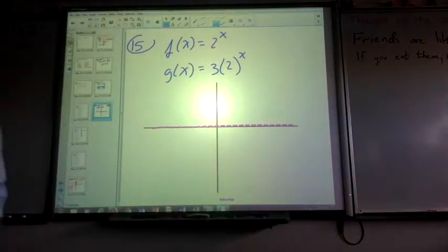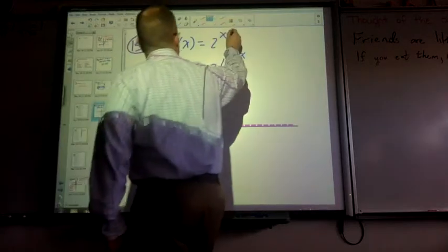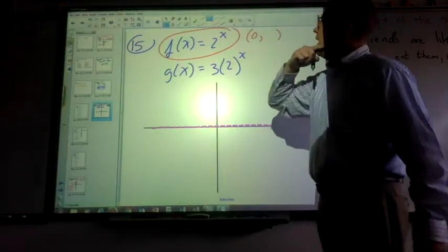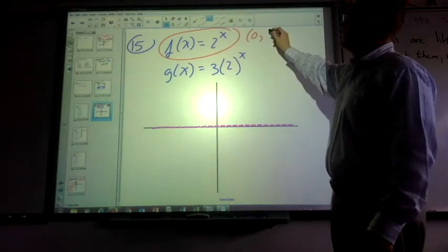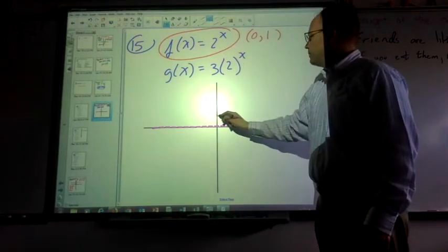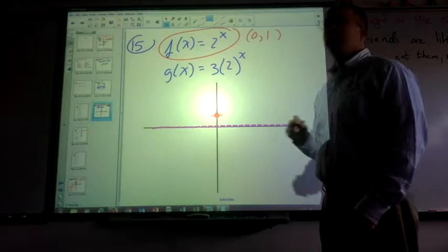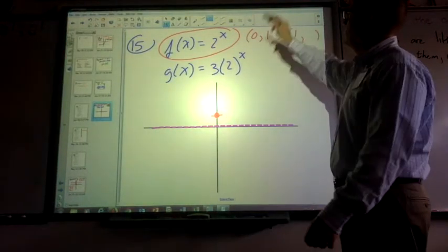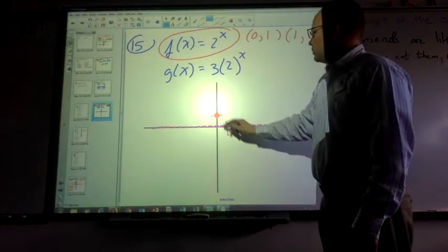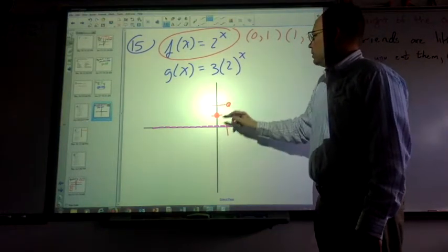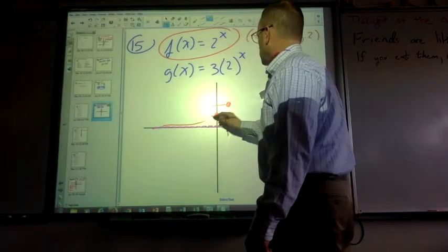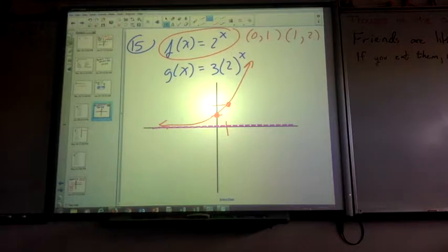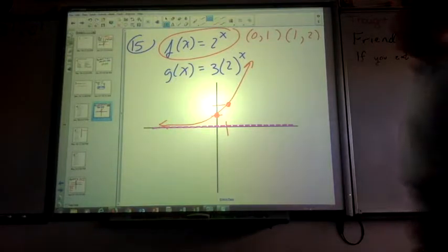All right. So let's do this one in red. I'm going to plug 0 in. That will find me the y-intercept. 2 to the 0 is 1. Is that okay? All right, and then I'm going to plug 1 in. 2 to the first is 2. Growth or decay? Growth, because as we go to the right, we go away from the asymptote.